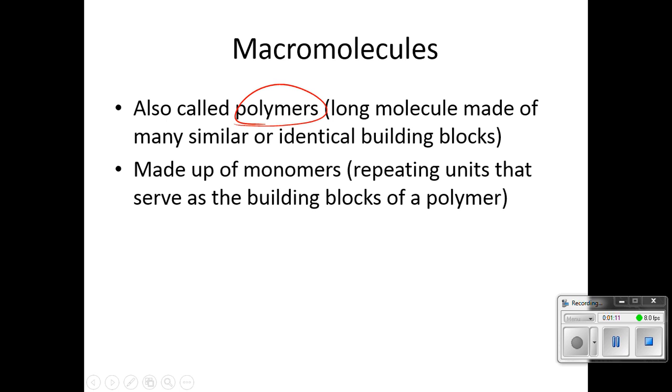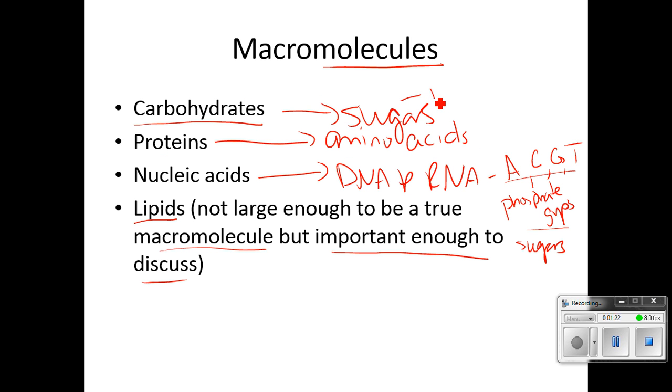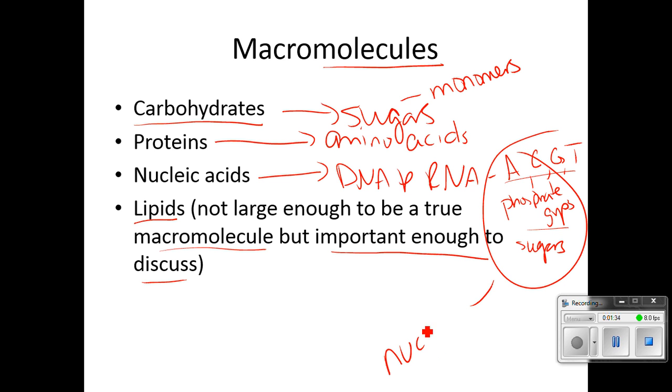Macromolecules may also be called polymers. A polymer is just a long molecule made of many similar or identical building blocks. So we kind of go back to it and think, these are the monomers. Sugars are the monomers of carbohydrates. Amino acids are the monomers of proteins. And these 3 things make up a nucleotide, which is the monomer of a nucleic acid.